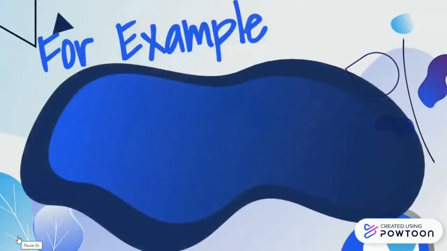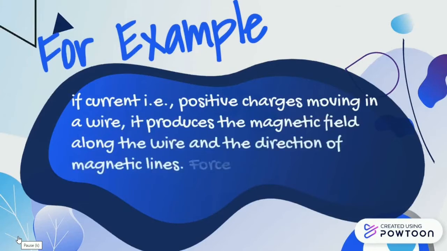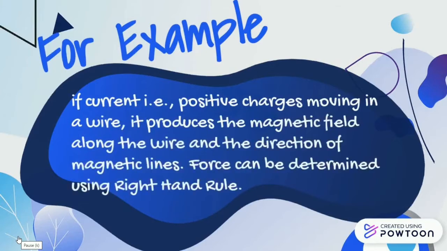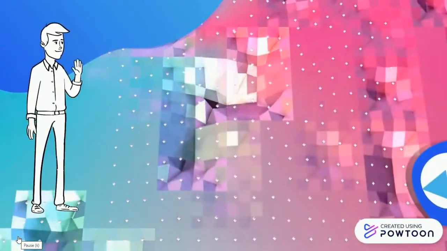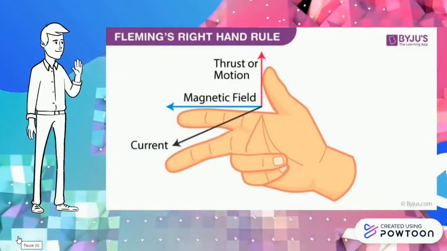For example, if current, such as positive charge, moves in a wire, it produces a magnetic field along the wire, and the direction of the magnetic lines of force can be found using the right-hand rule. The right-hand rule shows the direction of induced current when a conductor attached to a circuit moves in a magnetic field. The thumb shows the motion, the index finger points in the direction of the magnetic field, and the middle finger represents the direction of the induced or generated current within the conductor.